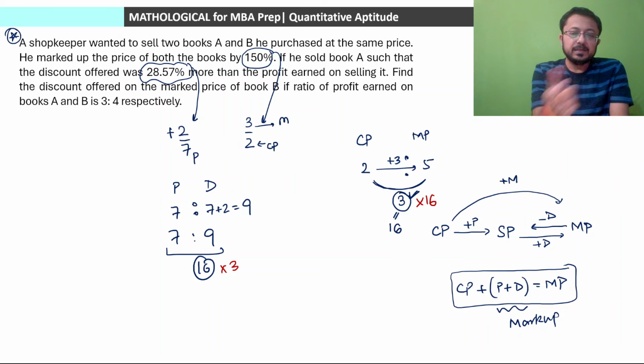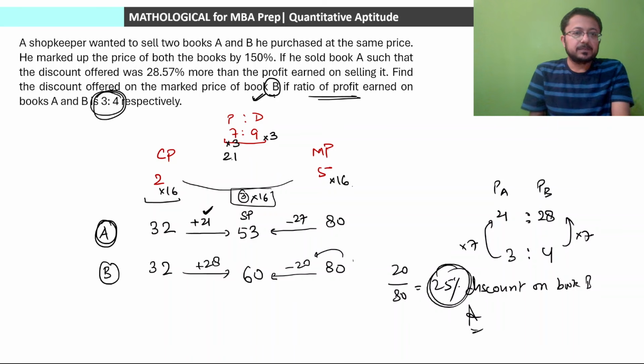यानी कि profit is to discount will be 7 to 9, और 7 plus 9 यानी कि total 16 आ गया. This 16 units is equal to markup, and markup with first ratio is coming out to be 3. So 16 into 3, 48 will be our markup in the new scenario. 32 will be cost price, 80 will be mark price, 21 will be profit, and 27 will be our discount for book A.